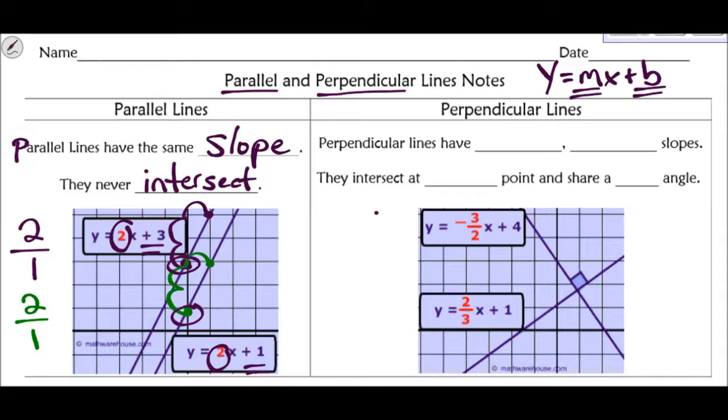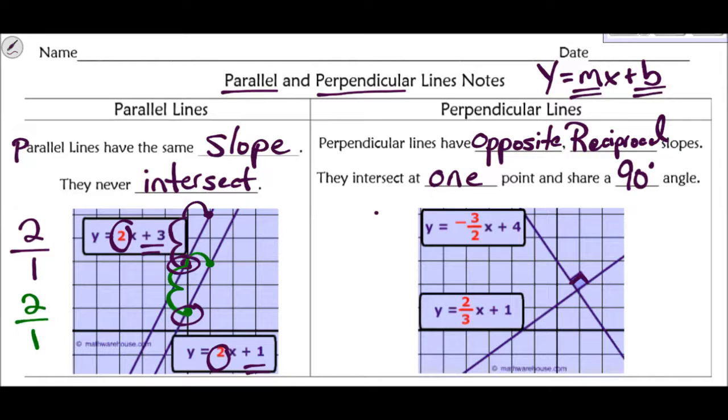Perpendicular lines are different. They meet at a right angle. That's what you can see there. And they have opposite and reciprocal slopes. They intersect at one point and they share a 90-degree angle. I think about two roads that are crossing each other. Usually when you see a four-way stop, you'll see two roads cross at perpendicular lines. They share a 90-degree angle. That's what this little box is indicating.